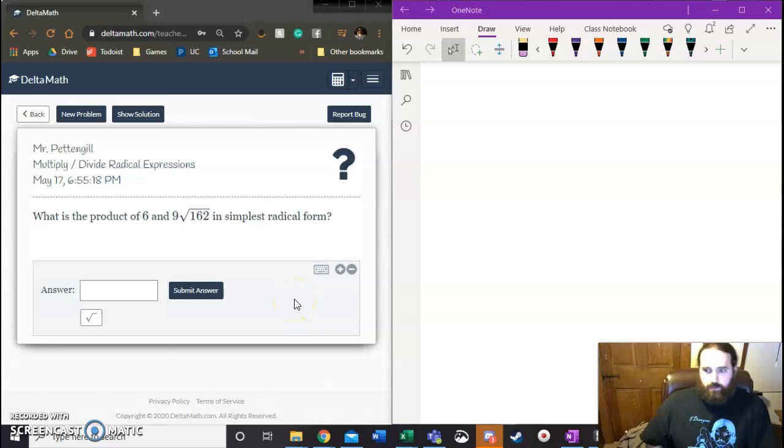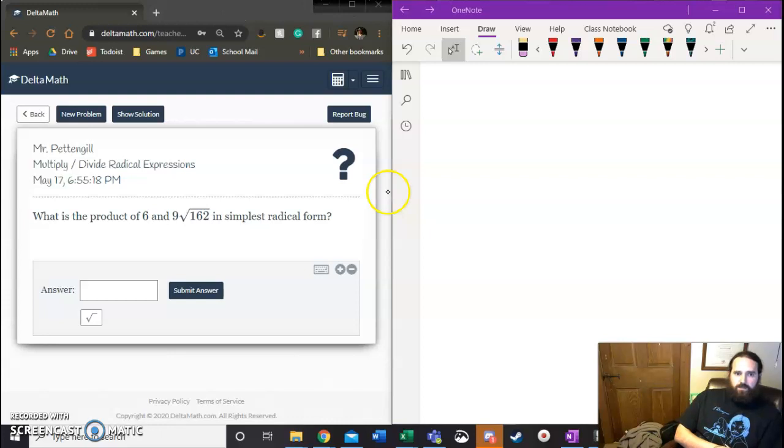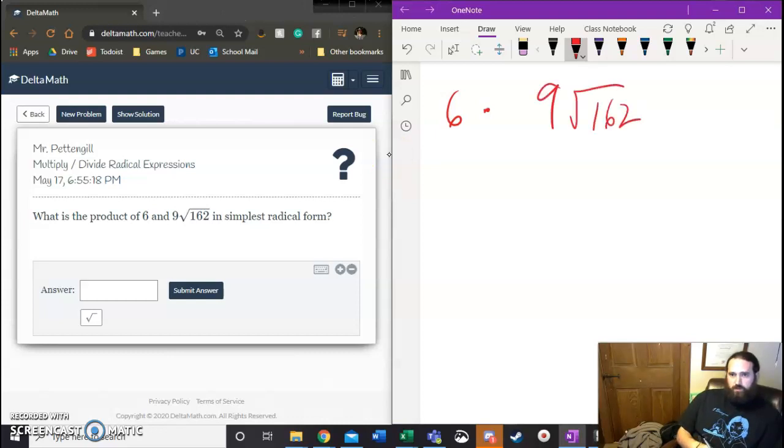Alright, guys, so we've gone over how to simplify radicals. Now we're going to go over multiplying and dividing these things. It's really not that bad. This first example problem is 6 times, because the product means multiplication, 9 root 162.